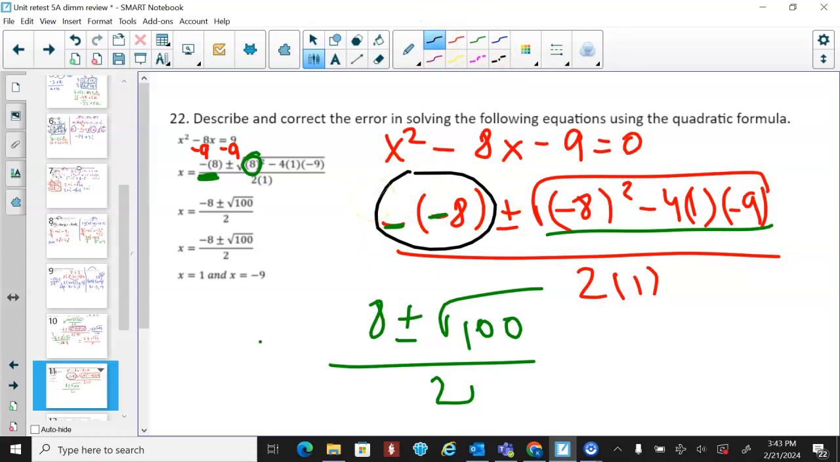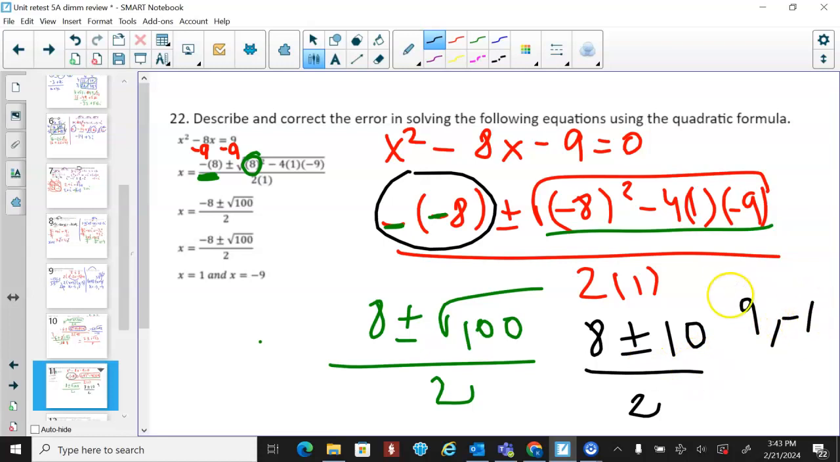But the correct answer would be 8 plus or minus 10 over 2. And that breaks into 2 answers. 8 plus 10 over 2, which is 18 over 2, which is 9. And 8 minus 10 over 2, so that's negative 2 over 2, which is negative 1. Okay? So the answers are not correct.